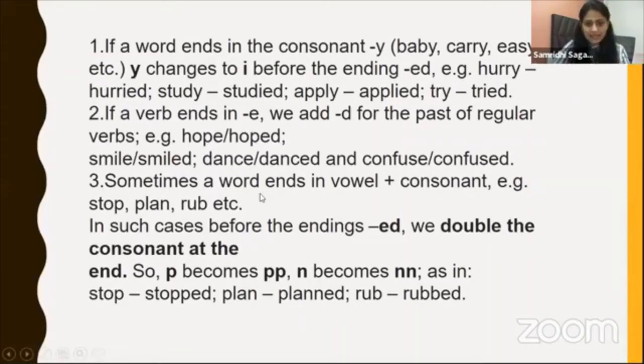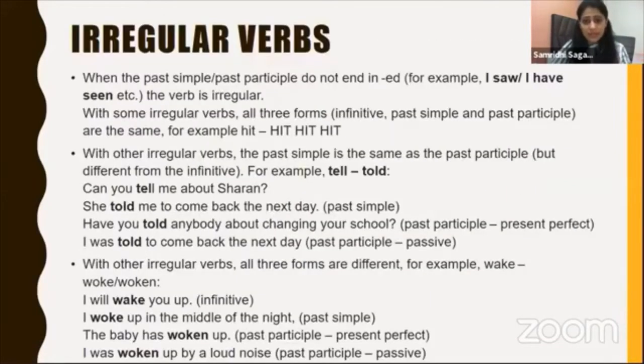And lastly, when a word ends with vowel plus consonant, then the last letter, that is the consonant after the vowel, is doubled. So give them this tip and trick. Give them the logic behind it, rather than memorizing those 100 verb forms that we did using all the grammar books that our mothers had at home. Okay, so do not do it that way. Try to do it this way.